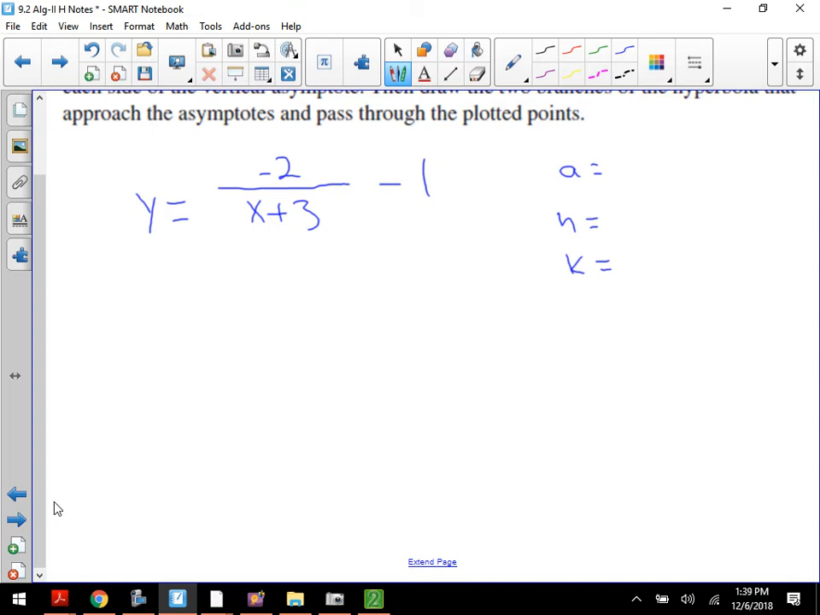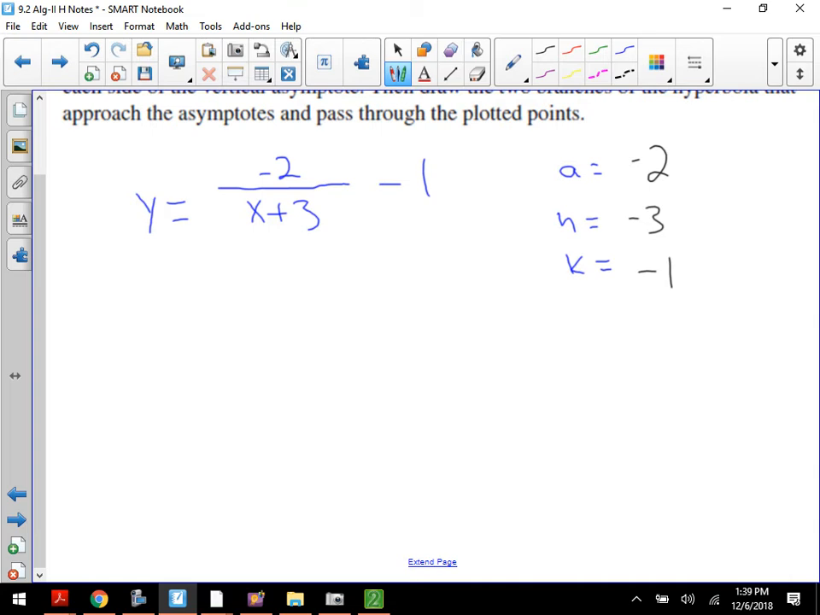As you know, a lot of times when we graph things, there are multiple parts to the pieces. I like to label what parts I have. So I have an A, an H, and a K, and I want to write them down. What is the value of A in this case? Negative 2. H is negative 3. Also notice negative 3 would make the denominator 0, wouldn't it? That's why that's the vertical asymptote. And then my k value is the minus 1.